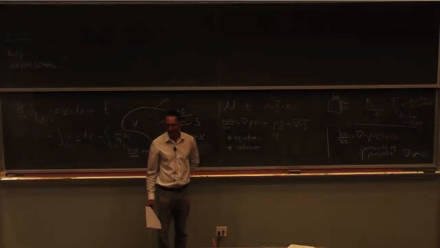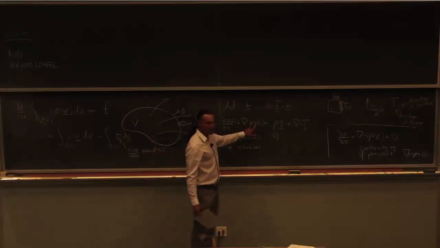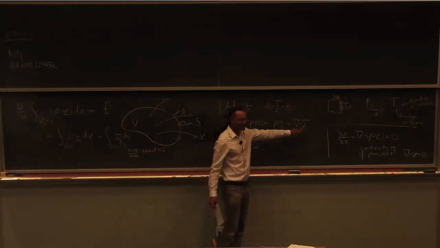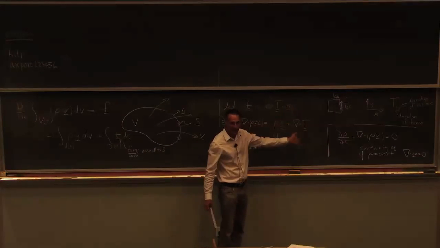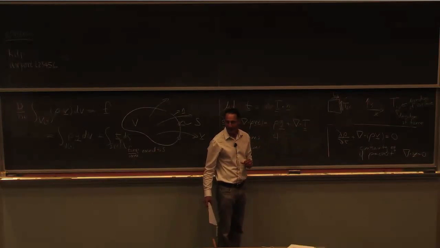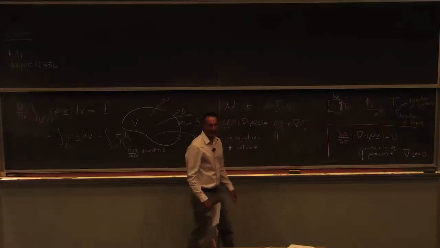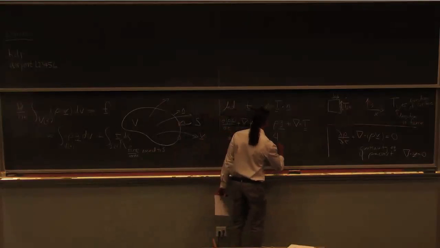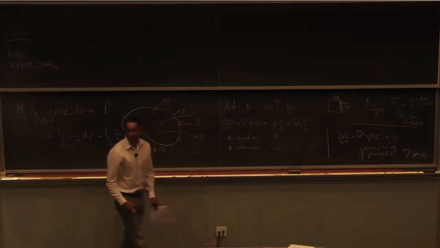Okay, how many unknowns? Velocity has 3 unknowns, right? So we're up to 3. Stress has how many? Many. It's a second-rank tensor. It's 3 by 3. We haven't said why it's symmetric yet. 9. So 9 plus 3 is 12. Okay. So we're not in good shape, right?